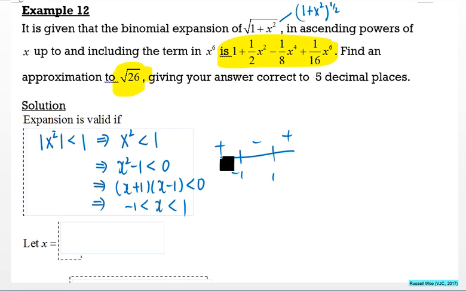Because the tempting thing for all of us to do, look up, if I want to find square root 26, of course I substitute 5. 1 plus 5 squared, 26, right? But the problem is that I cannot substitute x equals to 5 because in order for this expression to be valid, mod x must be between minus 1 and 1. I cannot substitute 5. You follow what I'm saying?